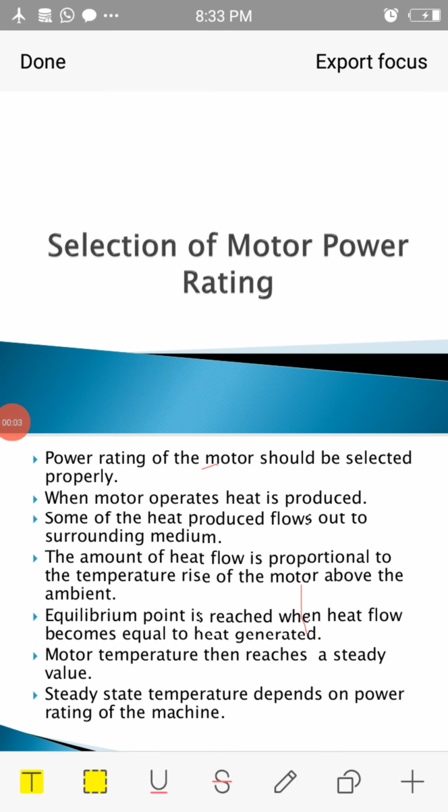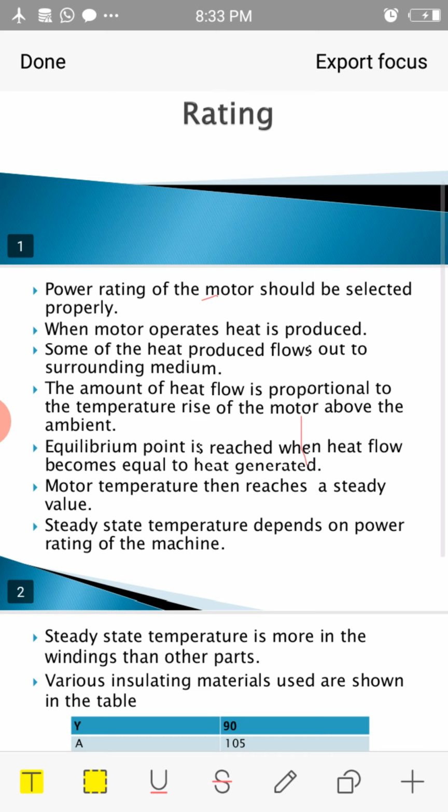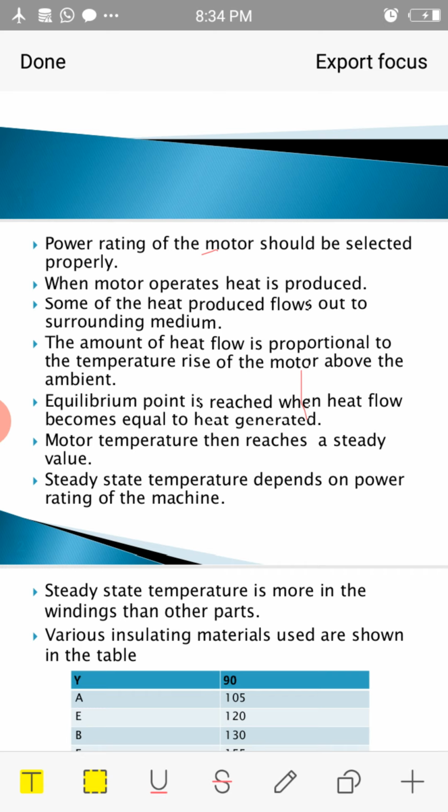Good morning. Today we are going to discuss module 2, which is selection of motors power rating. In this we will discuss the thermal modeling of motor, and we will see how the temperature rise of the motor is going to occur. Power rating of the motor should be selected properly. Okay, so what happens if the rating of the motor is not selected properly?